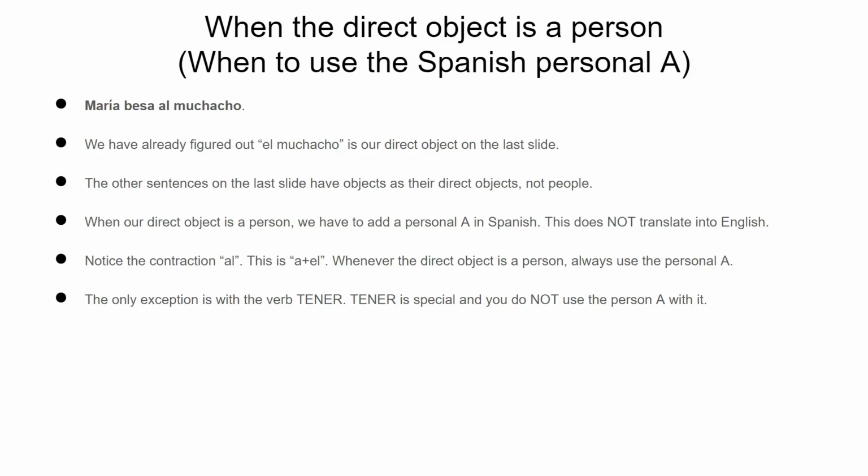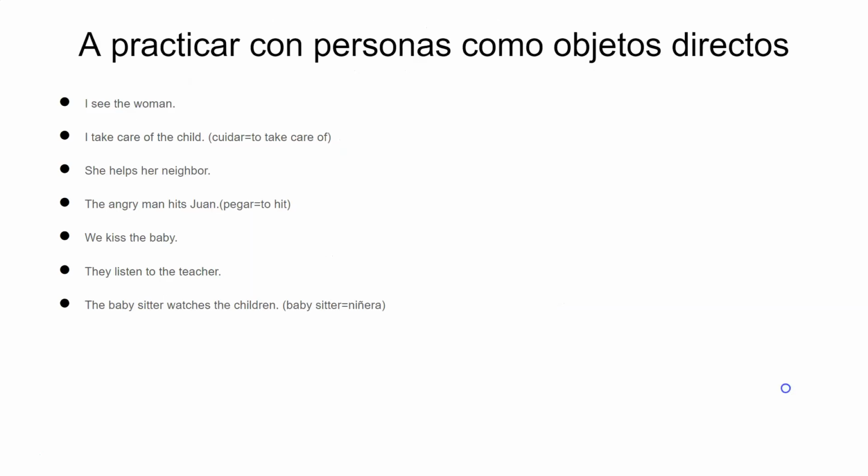The only exception is with the verb tener, because tener is special, and you do not use the personal a with it. So I would like you to pause the video. I want you to translate these sentences, and let's see how you do. Do not forget the personal a.